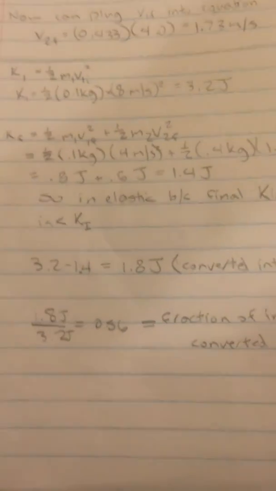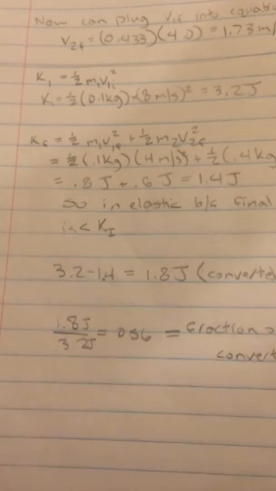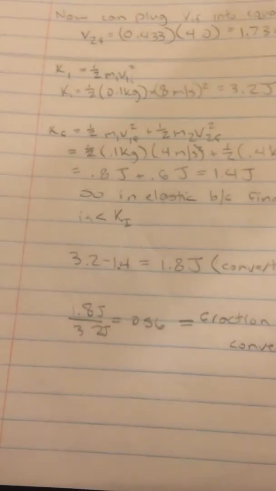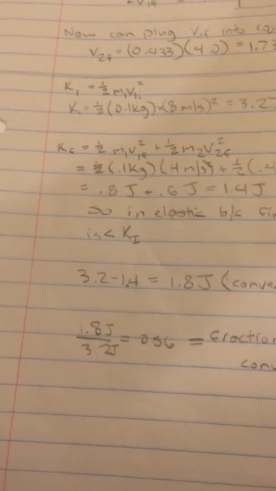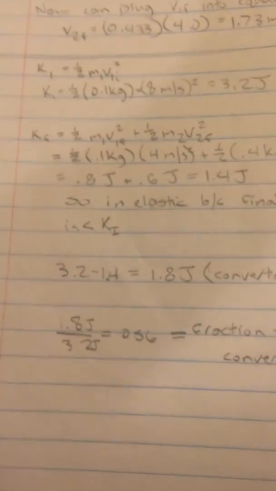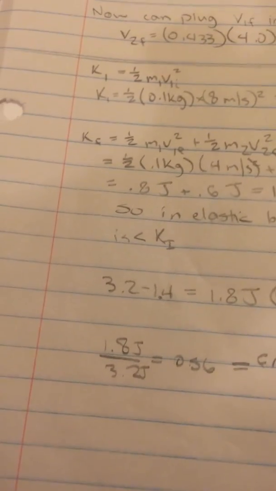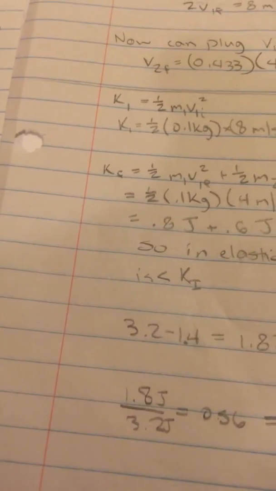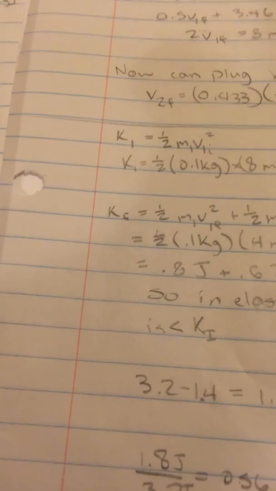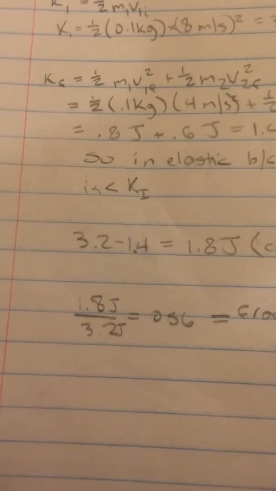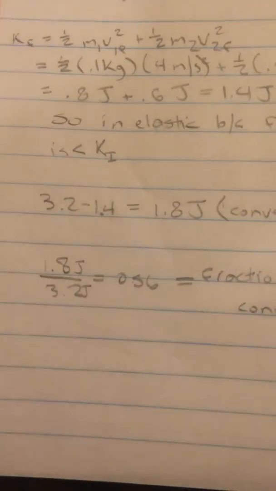collision. And then the last part of the problem was I needed to solve for the fraction of the initial kinetic energy that's converted into other forms, and to do that I just divided the final kinetic energy by the initial kinetic energy and came up with this.